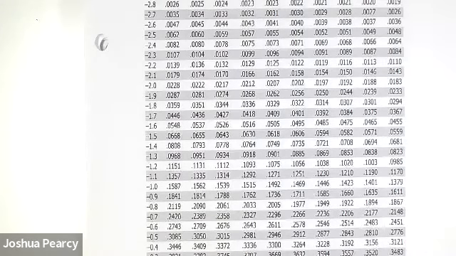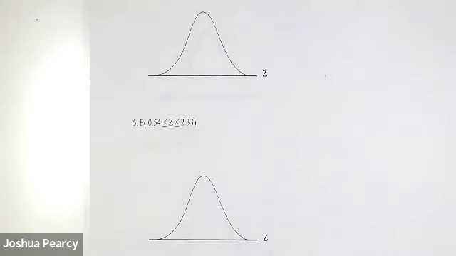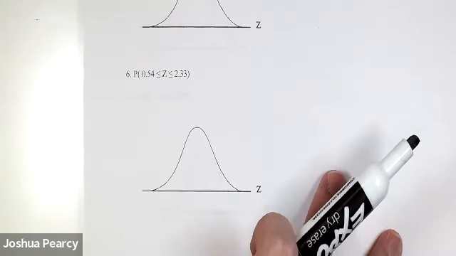Now, let's look at the last one. The probability of z being in between 0.54 and 2.33.